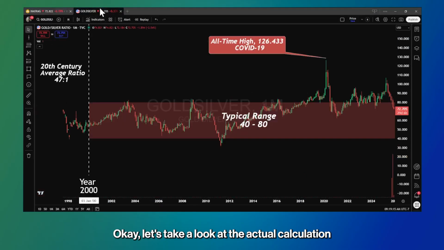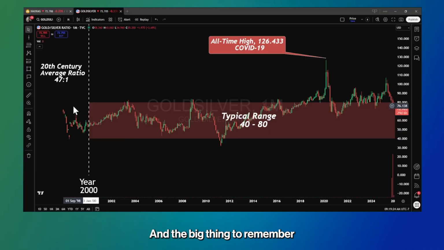Okay, let's take a look at the actual calculation and what it really means. In the 20th century, a 100-year period with a lot of gold trading, the average ratio was 47-1. The big thing to remember about these ratios is they move because of key events. Major events cause big swings in the gold-silver ratio. The Great Depression was a big one in the 20th century. The Gold Standard Act of 1900 was a big one. In 1971, when the United States left the gold standard, that also sent ripples through the market.